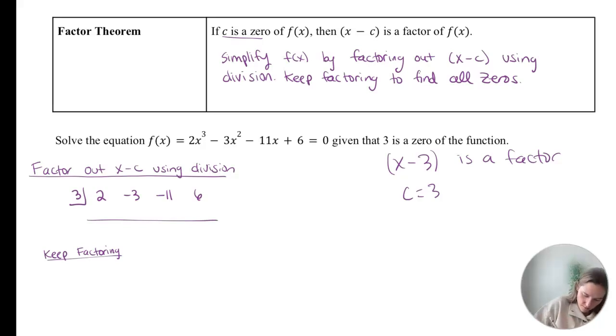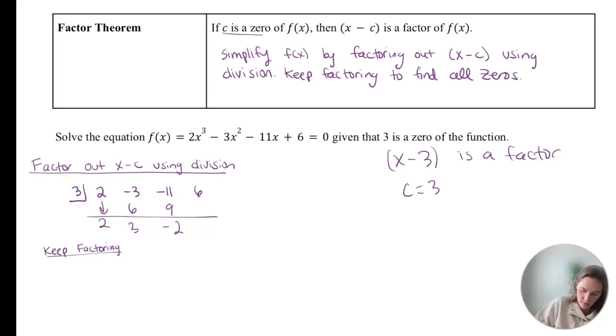All right, so we bring the first number down. Add. Oh, whoops, hold on, I have the wrong sign there. Positive 6, then we get a 3. 3 times 3 is 9. Add those up, we get a negative 2. 3 times negative 2 is negative 6. And we get a 0 here, which means we don't have a remainder, and you can give yourself a little smiley face for no remainder.